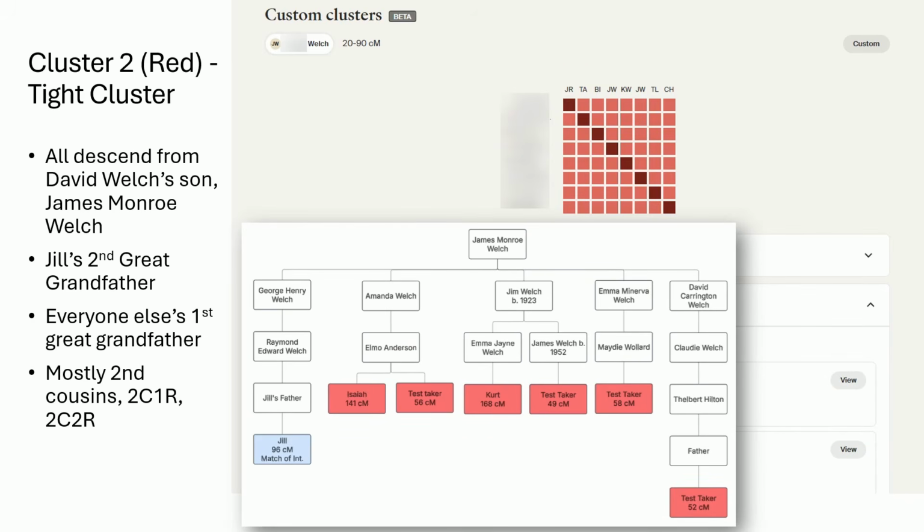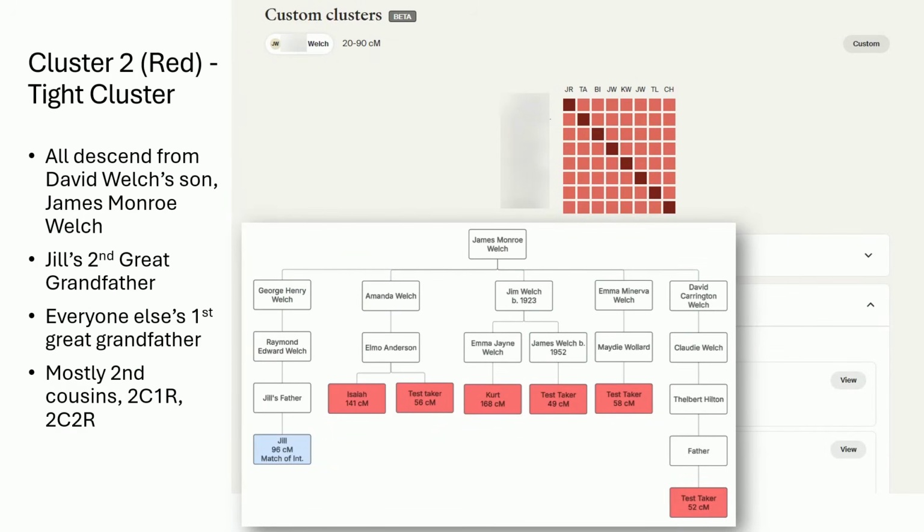I looked at the second cluster and tried to figure out who all the people were in that cluster, and I realized they all descend from David Welch's son, James Monroe Welch. And this is Jill's second great-grandfather. And I noticed that everyone else's common ancestor was their first great-grandfather. So Jill was just one generation removed further away.